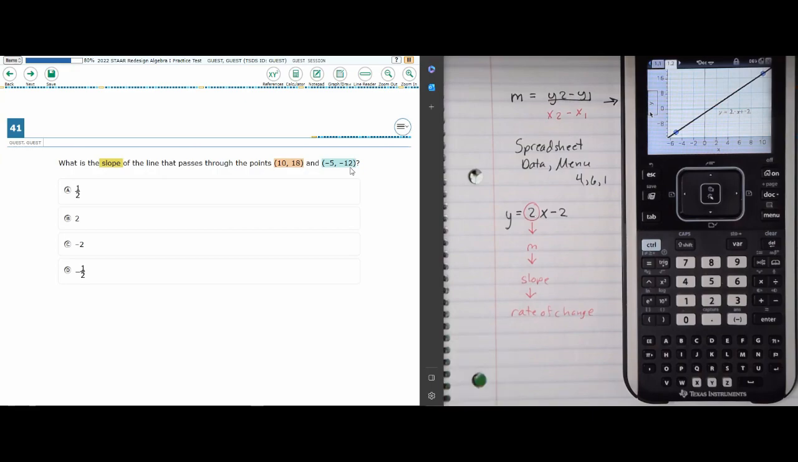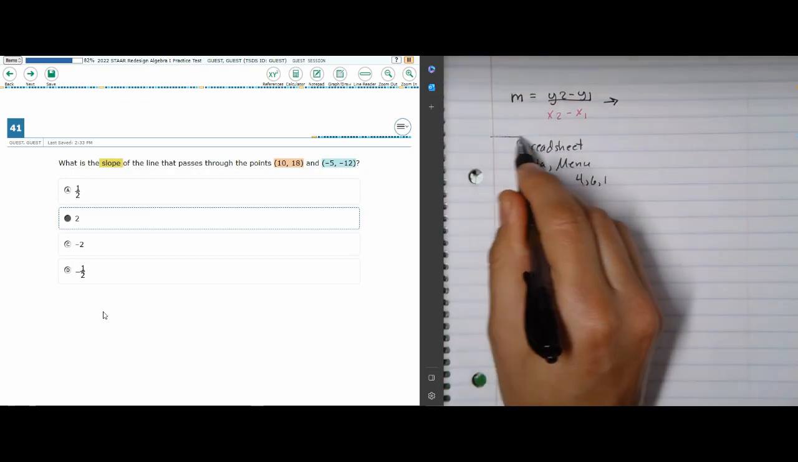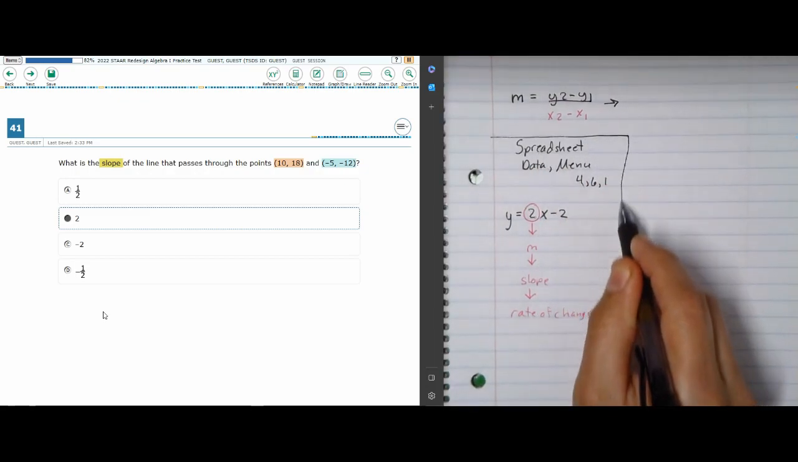So my answer is positive 2. So I can go over to B, click on it. That is the correct answer. But I just want to show you, for those who may not like using spreadsheet, how simple it could have been to just go ahead and use the slope formula as well.